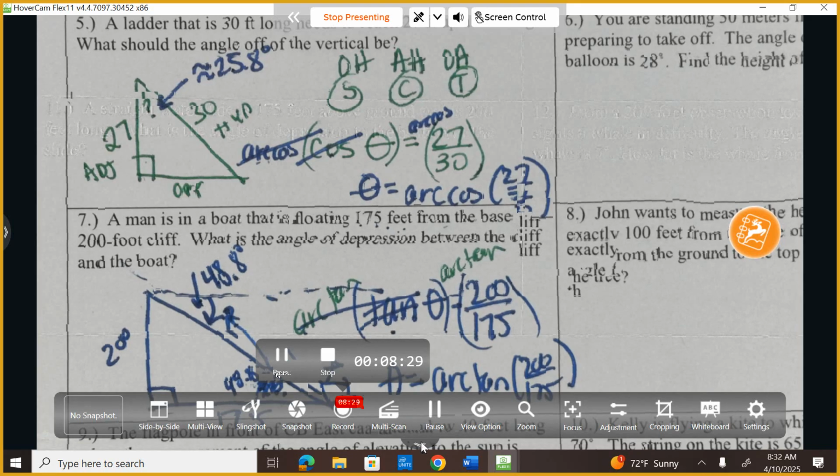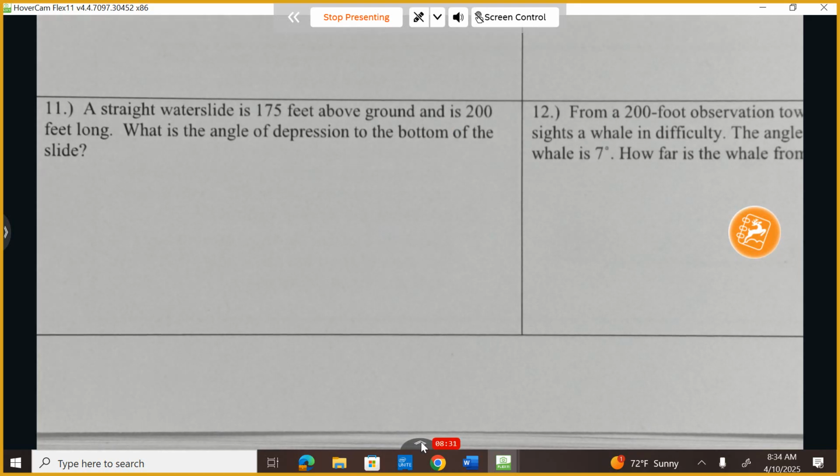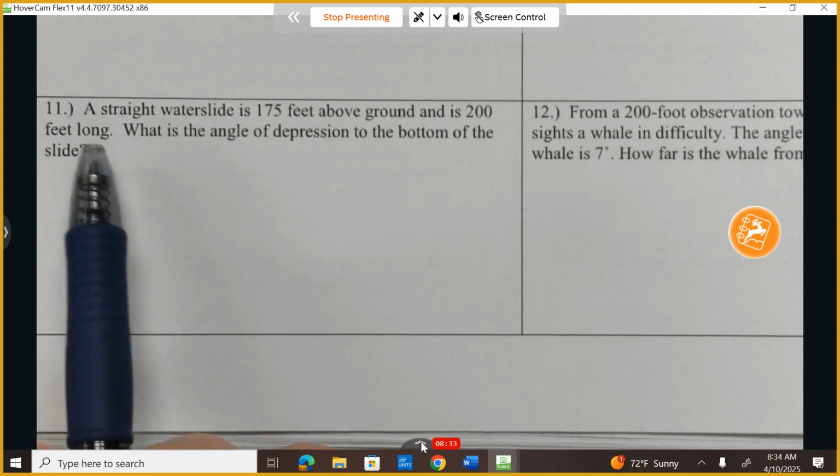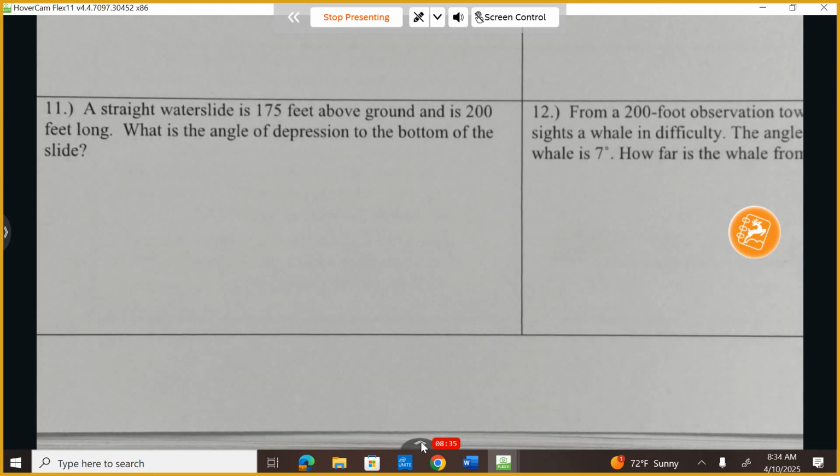So what does this look like before you try one on your own, a separate one? Let's look at this. Now this may be difficult for some students. Just curious here, how many of you have ever had the opportunity to go down a water slide? Hands up high. Oh man, those are fun.